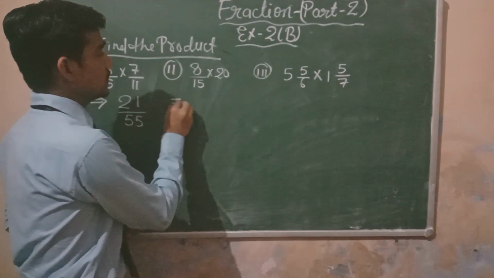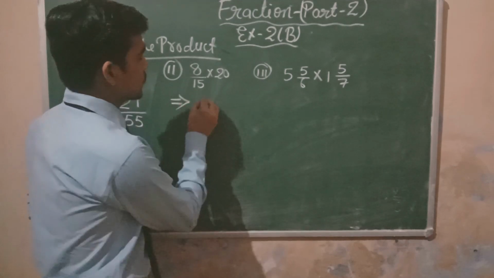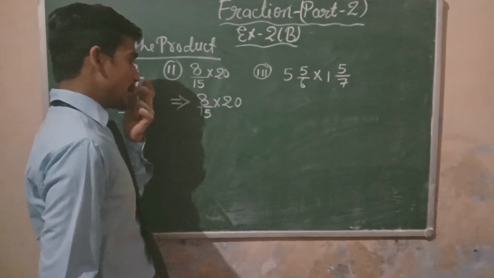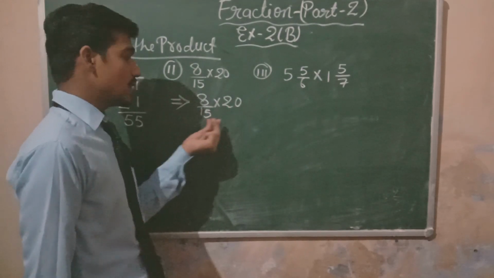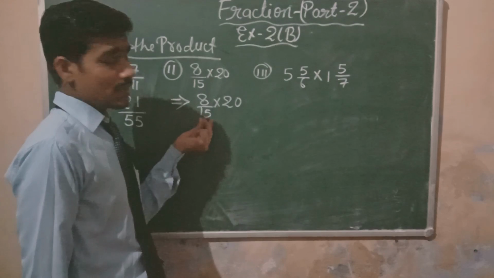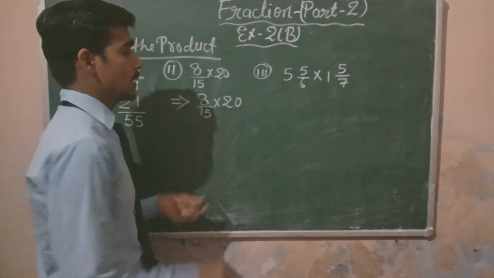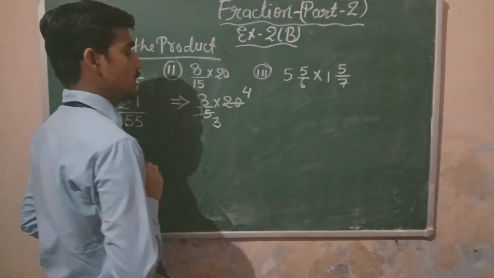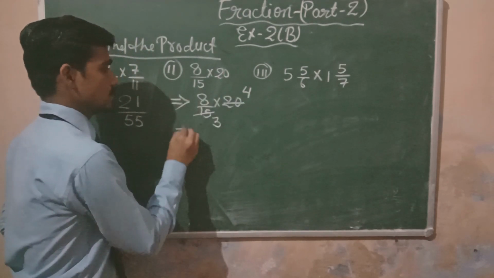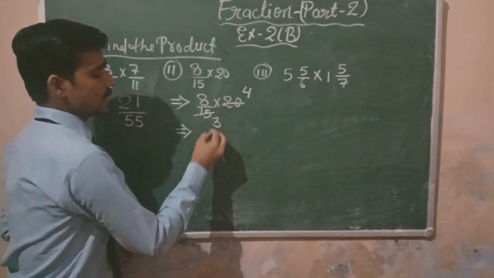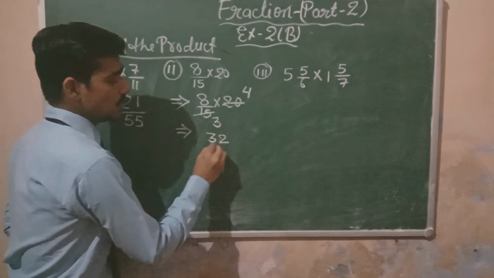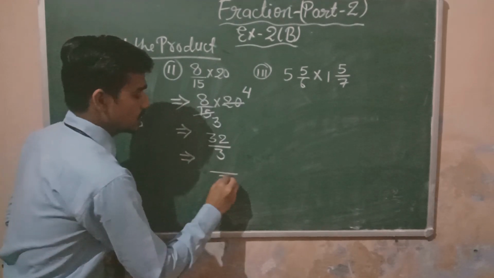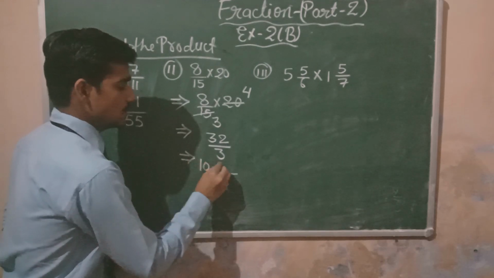And second question is, students, firstly you will write 8 upon 15 into 20. Look at here, 20 is divisible by 5 and 15 is also divisible by 5. That's why firstly you reduce this number. 5 3s are 15 and 5 4s are 20. Clear? 8 4s are 32 upon 3. Convert to mixed fraction, 10 and 2 upon 3. Clear?